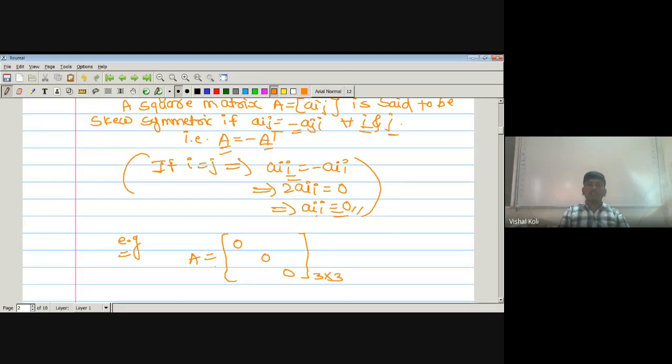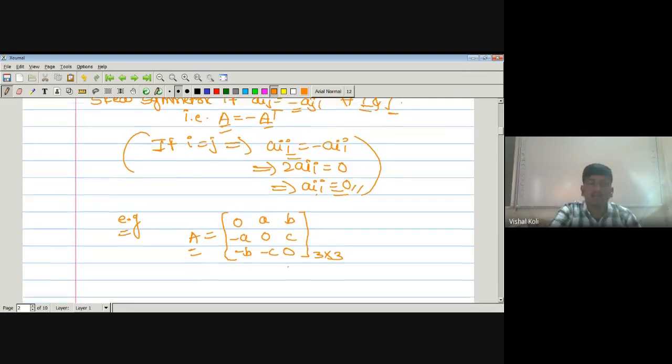Now we have to make this matrix in such a way that A is nothing but minus of A transpose. Then only we say that the corresponding matrix will be a skew symmetric matrix. So here take A, B, C. Now this will be minus of A, minus of B, minus of C.